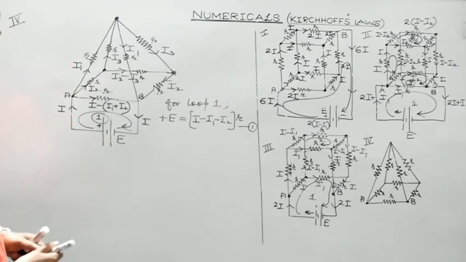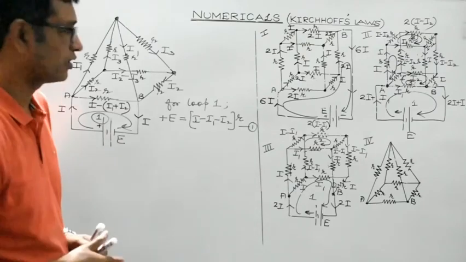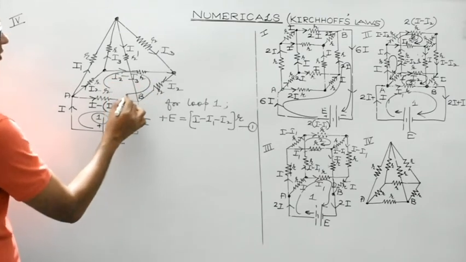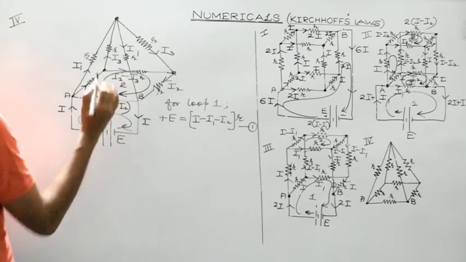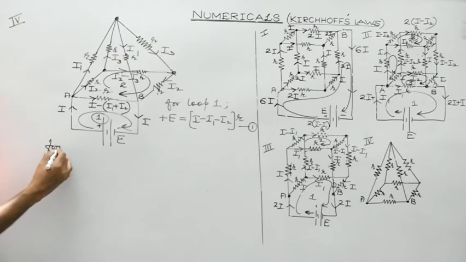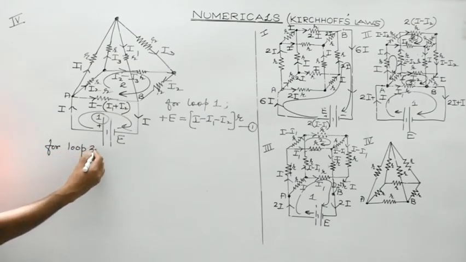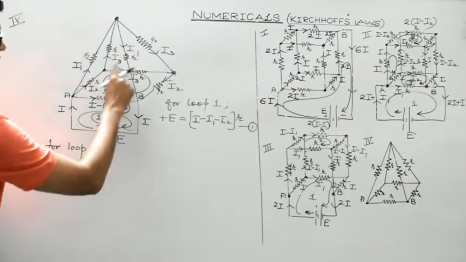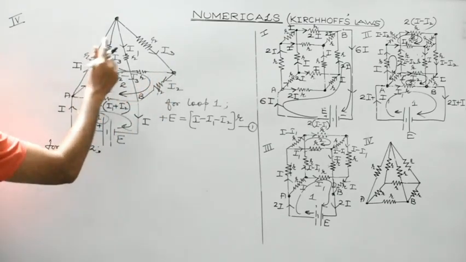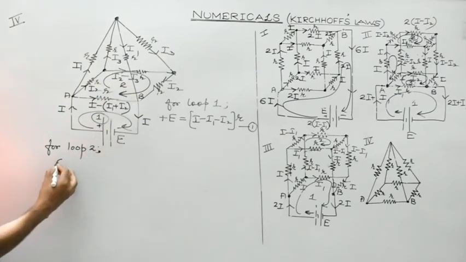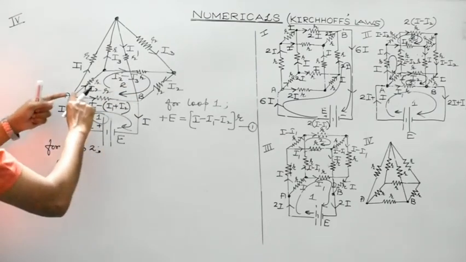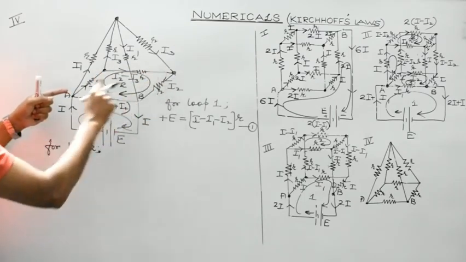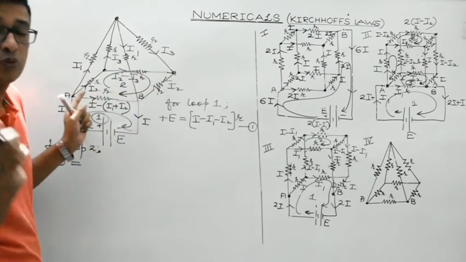So, we need to consider another 3 equations. Let's do it. Consider the base, the square base of this pyramid. Consider this loop. So, for closed loop 2, let's make use of the loop rule. In this loop, there is no EMF, so the net EMF would be 0. And in these 3 branches, the current is flowing in the same direction as that of the measurement of the loop. So in these 3 branches, whatever current is flowing, it should be assigned a positive sign.